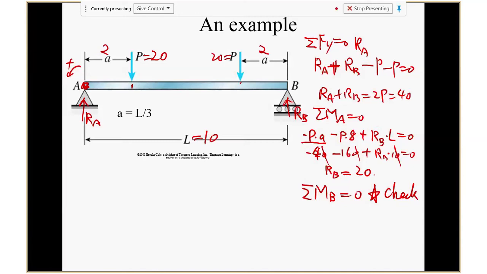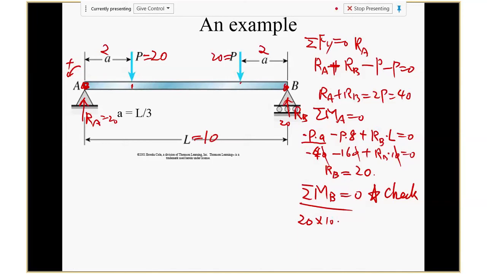Plug these values, right? Okay, let's say we know this one is 20 here. This one, we know it's 20. Now, can we check if sigma MB equals 0 or not? Yes, so RA times 20. So you have 20, first term, 20. We talk about to this point, right? So 20 times 10. That's RA.